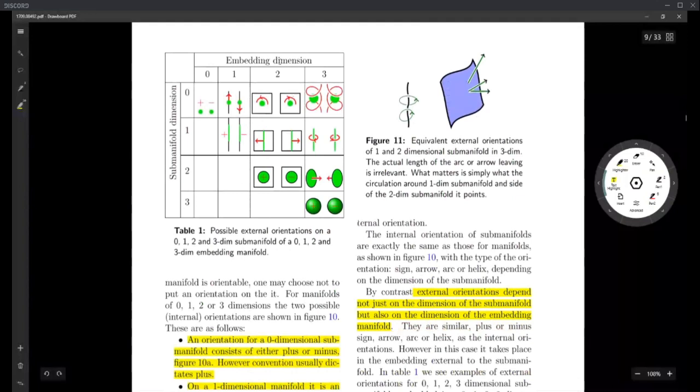So, yeah, right here you have the table. For a point within a point, you just have plus or minus. But for a point within a line, which is the embedding dimension, right here is the manifold. Submanifold dimension is this, the external submanifold. Right here, you'd have the points that go up or go down. For a one-dimensional manifold and a one-dimensional submanifold, you would have plus or minus, and so on and so forth.